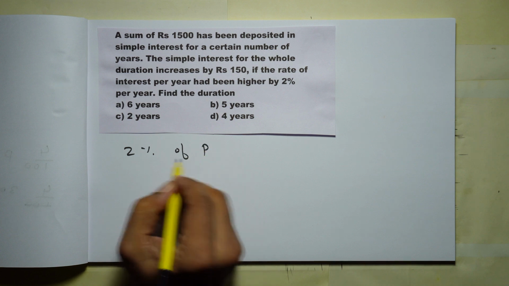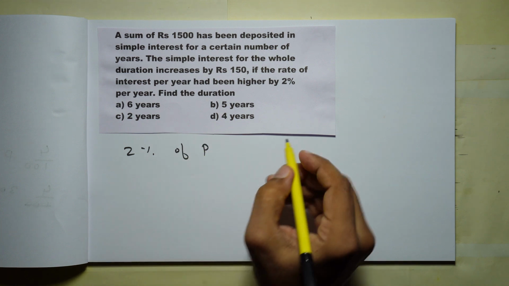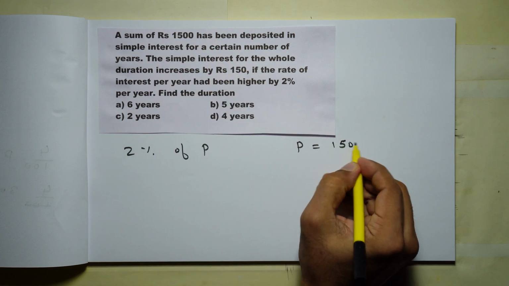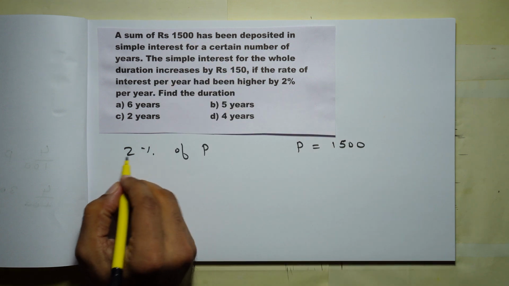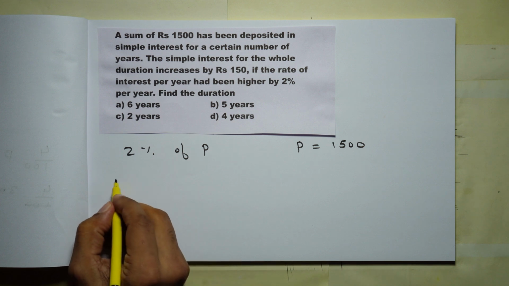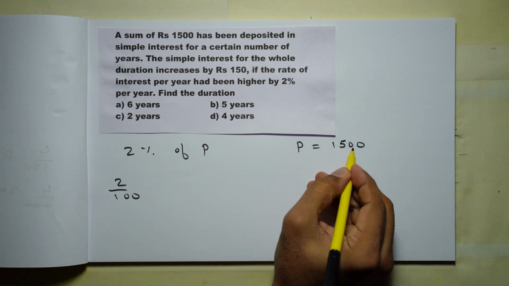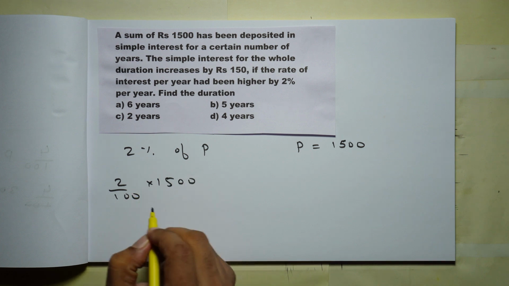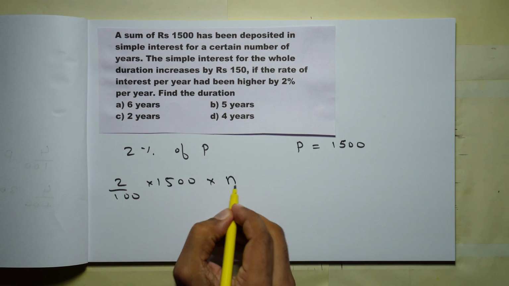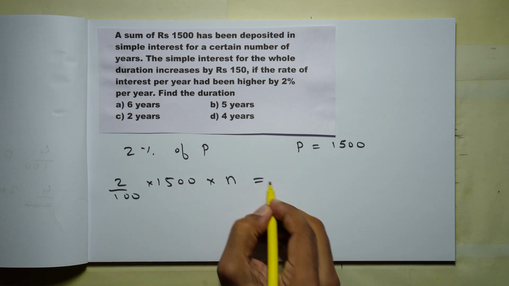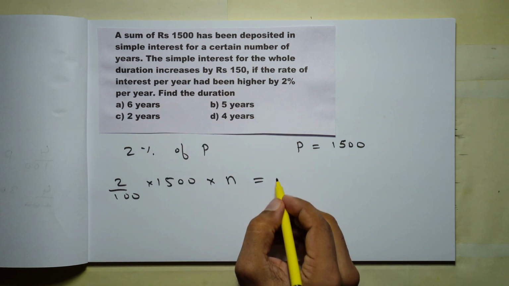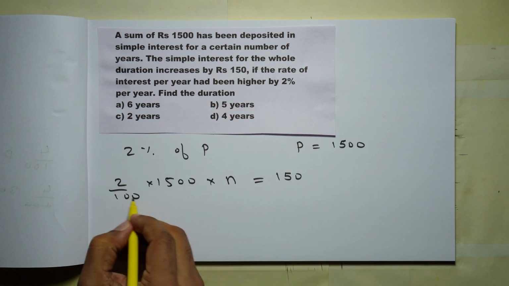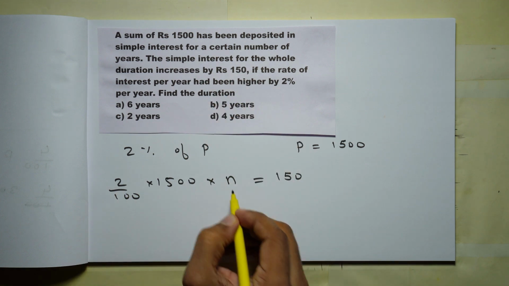Extra 2% of the principal also you will get. Now the principal or the sum is rupees 1500. So if the rate of interest is 2% higher, every year you will get an extra 2% of the principal, that is 1500. This is what you get extra every year, like that for let us say n years, and the total increase that you are getting is rupees 150. This is the extra thing that you are getting, and that is 2% of the principal for n years.